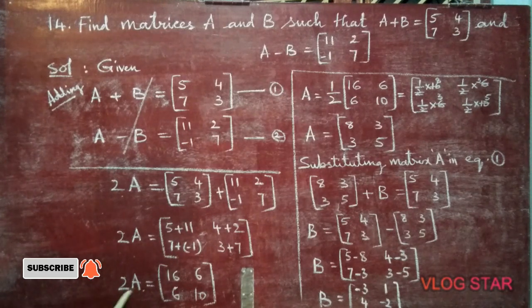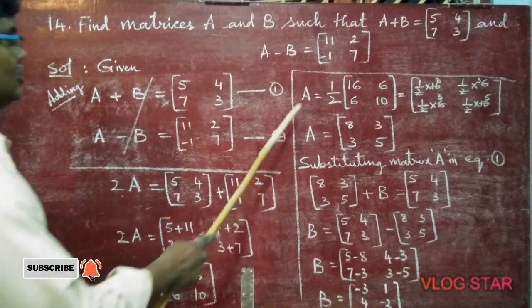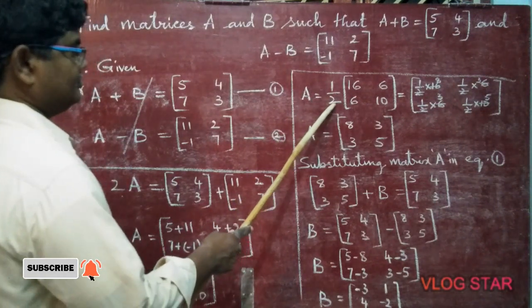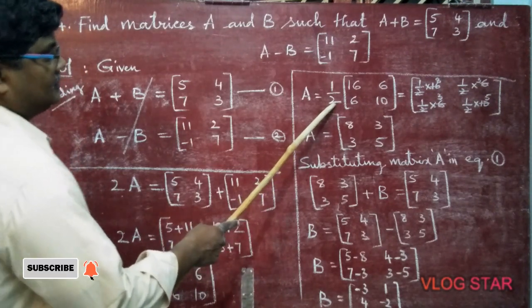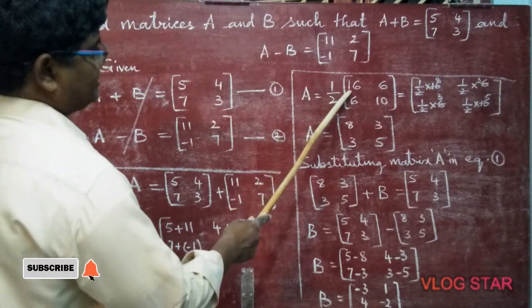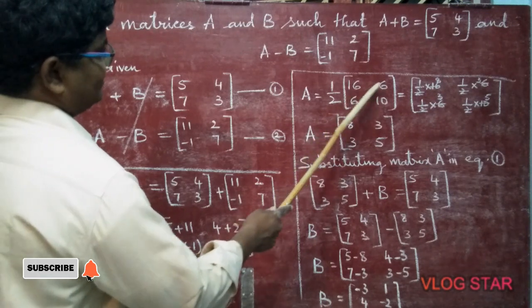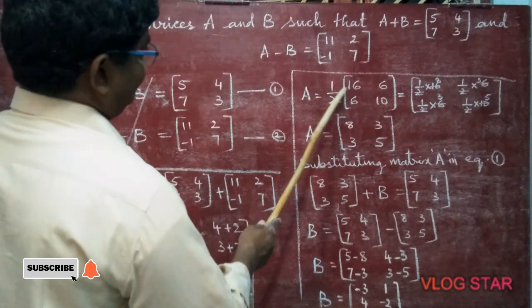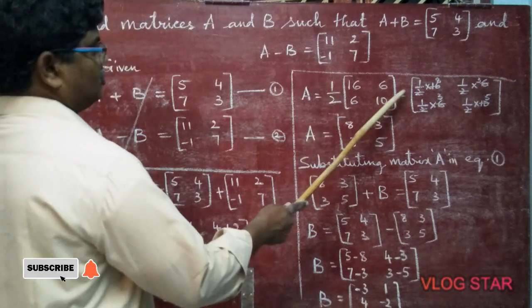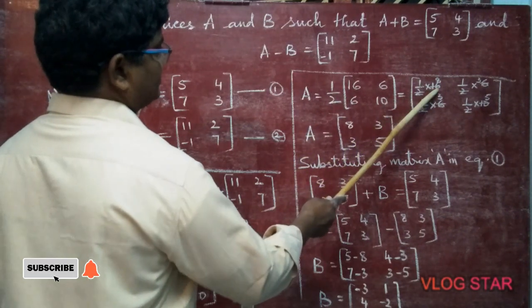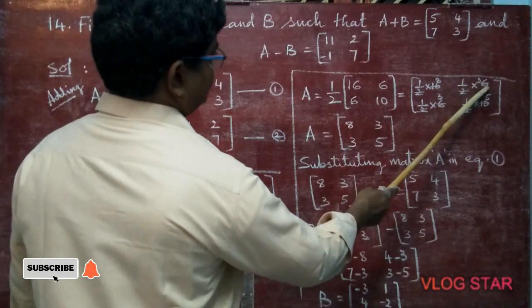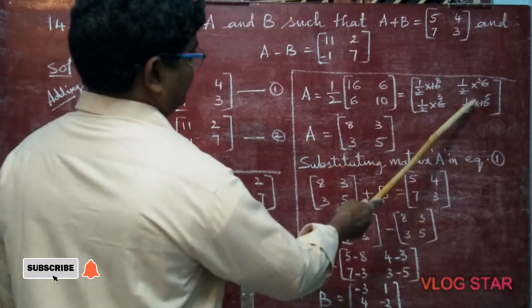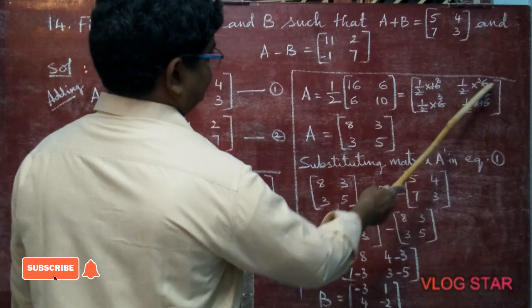Now 2A is there, 2 into A. So A is equal to 1 by 2, the 2 goes to the denominator. So A is equal to half of this matrix 16, 6, 6, 10. Each element you have to multiply with half. So that is equal to 1 by 2 into 16, 1 by 2 into 6, 1 by 2 into 6, 1 by 2 into 10.